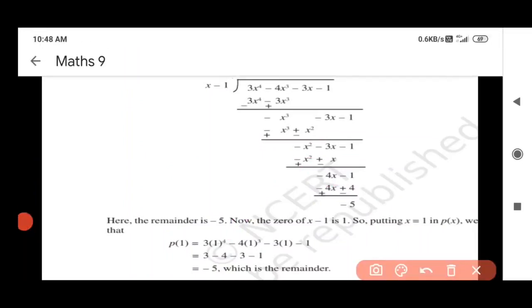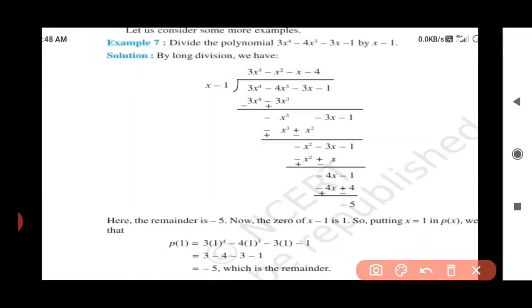So now we want to multiply minus 4 into x minus 1. Minus 4 into x, minus 4x. Minus 4 into minus 1, plus 4. Change the sign. Minus means plus, plus means minus. So minus 4x plus 4x is 0. Minus 1 minus 4, you get minus 5. So now the remainder is minus 5. The quotient is 3x cube minus x squared minus x minus 4, the divisor is x minus 1, and the dividend is 3x power 4 minus 4x cube minus 3x minus 1. Here the remainder is minus 5.